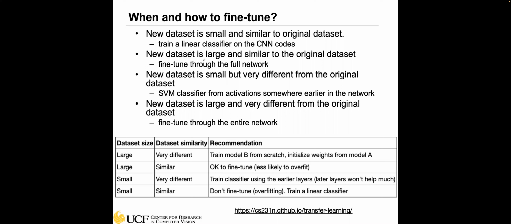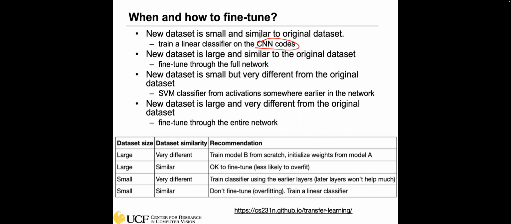If your new data set is small and similar to the original data set, we can train a linear classifier on the CNN codes. Which means you use the pre-trained CNN as the feature extractor, like we talked about before, right? Using that as a feature extractor, extract the features, and you can train a linear classifier on top of these extracted CNN features, okay?